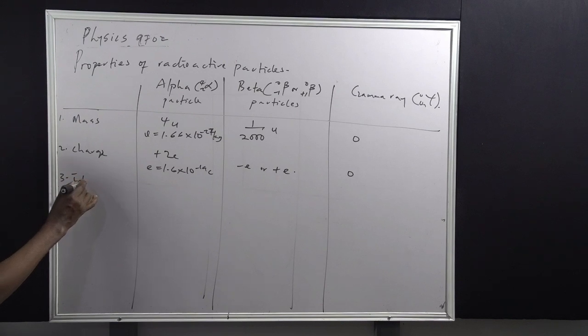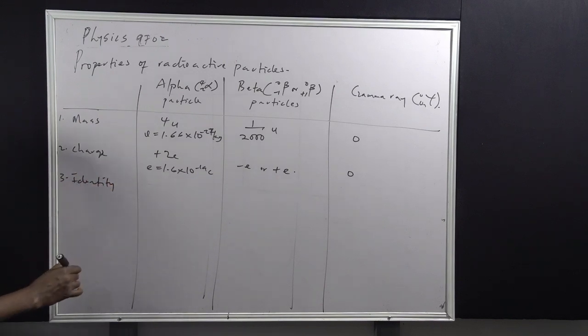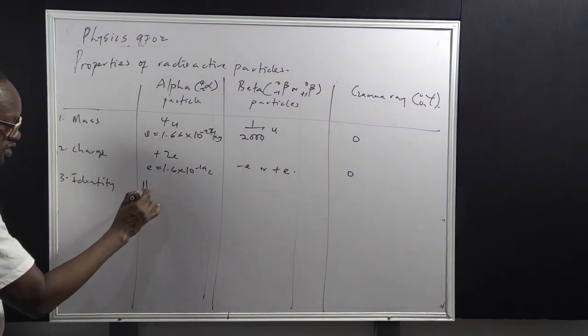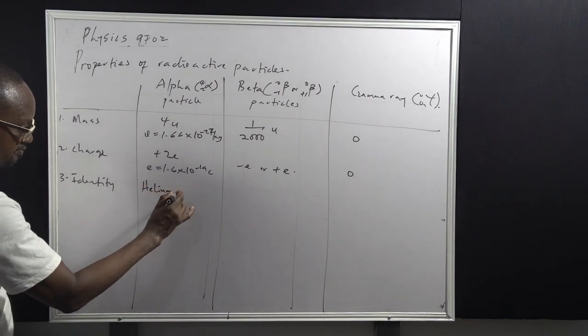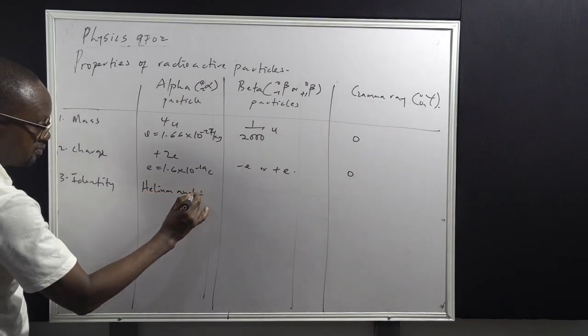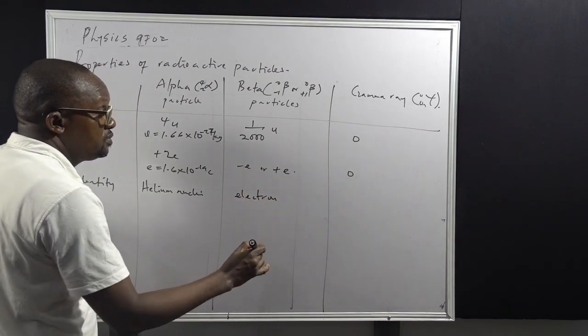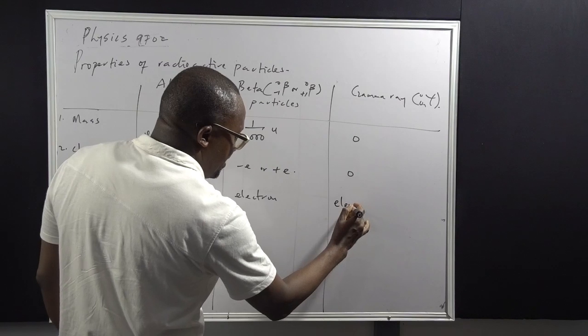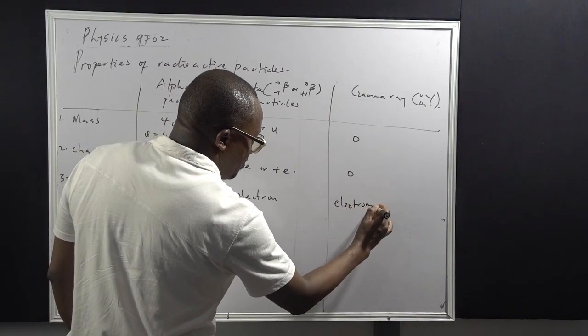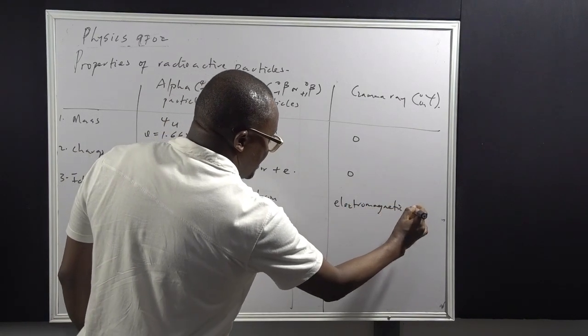Number 3, identity. What can we liken them to? Alpha particle is the helium nucleus, while beta particle is an electron, while gamma are electromagnetic radiations.